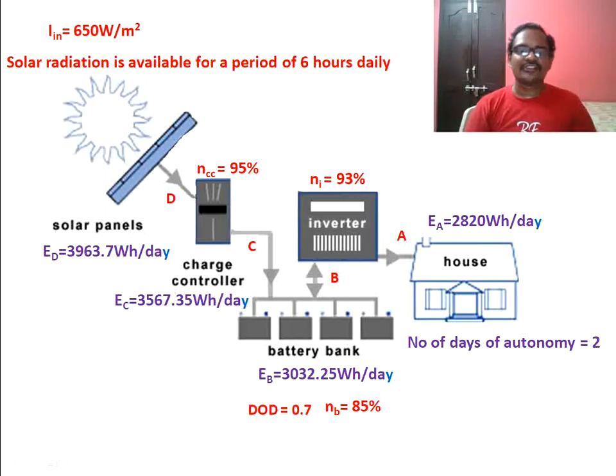Now there is a charge controller. The charge controller is not 100% efficient. It is 95% efficient, so 5% will be lost. So 5% more energy will have to be supplied by the PV panels to the charge controller. That is, the efficiency of a charge controller is the output of the charge controller, or the energy supplied to the battery, divided by the input to the charge controller, which is nothing but the energy supplied by the solar panels. The output of the charge controller is the energy supplied to the battery, whereas the input is the energy supplied from the solar panels.